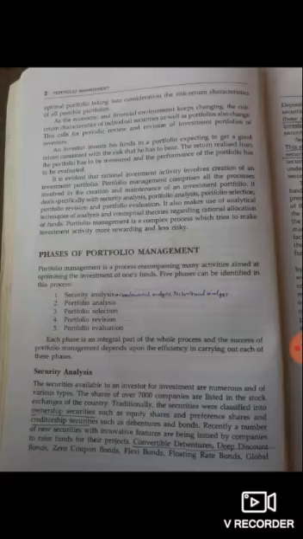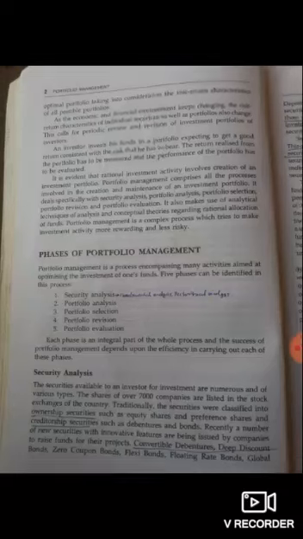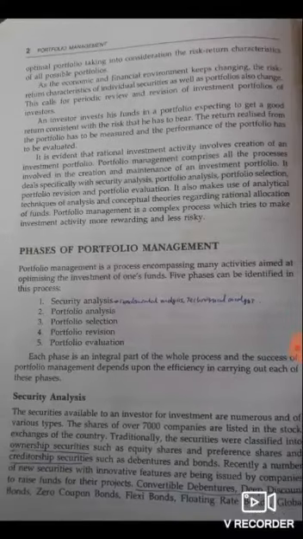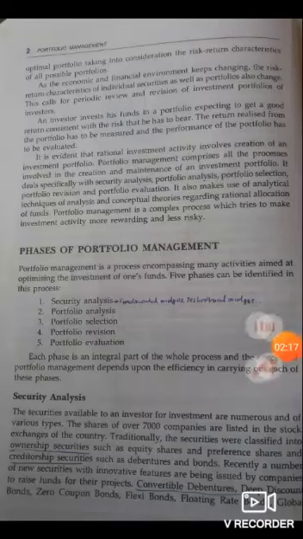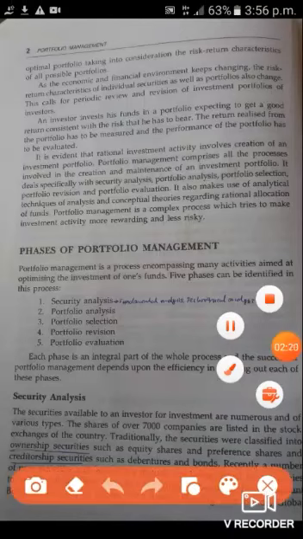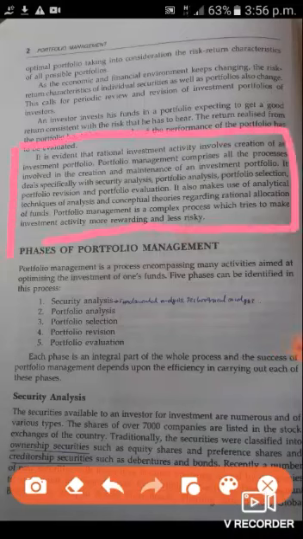Now we'll see the phases of portfolio management. Portfolio management comprises all the processes involved in the creation and maintenance of an investment portfolio. It deals specifically with security analysis, portfolio selection, portfolio revision, and portfolio evaluation. It also makes use of analytical techniques of analysis and conceptual theories regarding rational allocation of funds. So, we are going to study the steps in portfolio management.